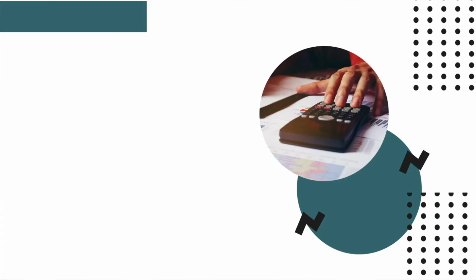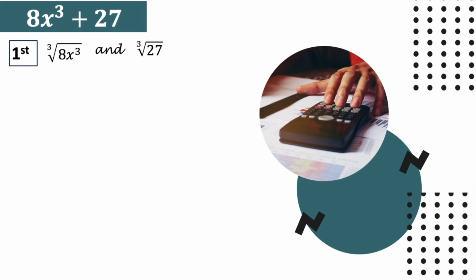To illustrate the steps, let us have this example, 8x cubed plus 27. First step is to get the cube roots of 8x cubed and 27, giving us 2x and 3. Second step is to write the binomial factor using the cube roots in step 1 and taking the operation between the terms of the given expression.